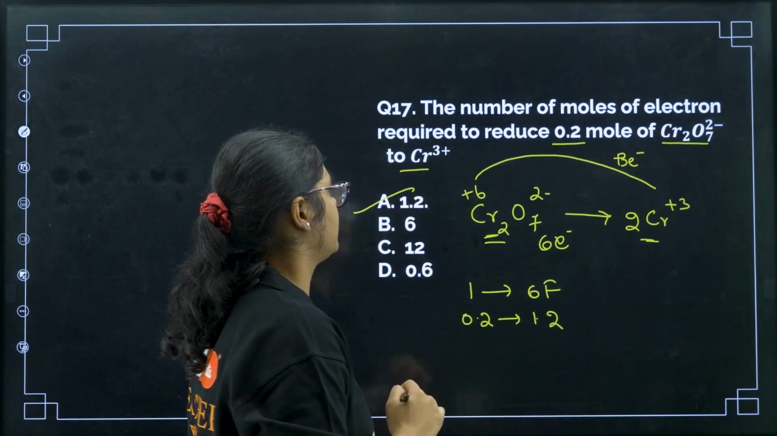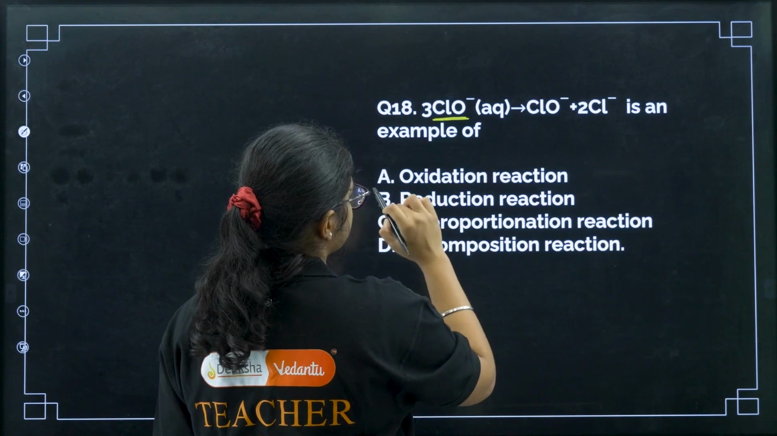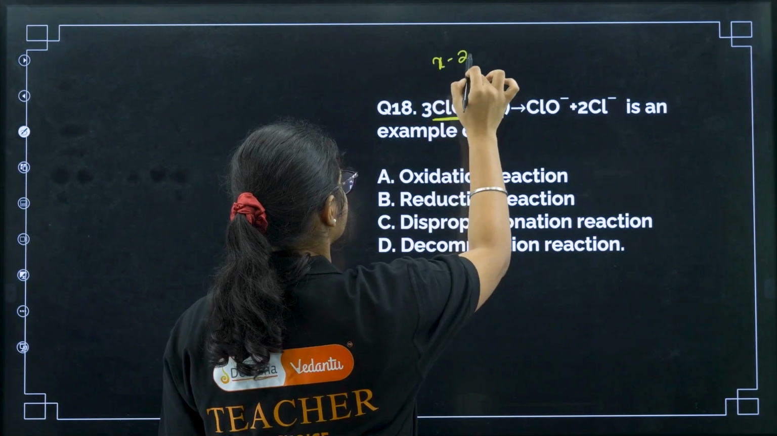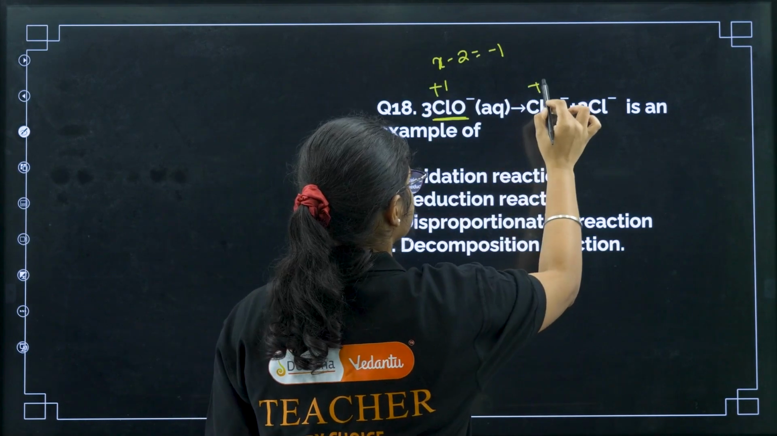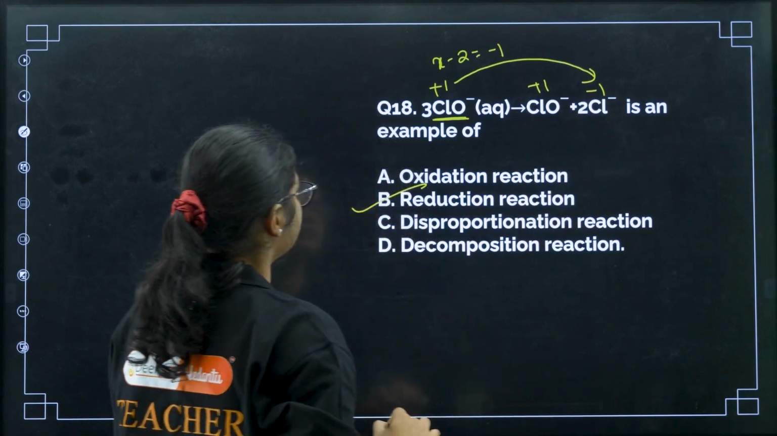Option number A. Next, if you see the oxidation state of chlorine here, this is X, this is minus 2, this is minus 1. So this one comes out to be plus 1, right? This is also plus 1, this is minus 1. So plus 1 to minus 1 is reduction, option number B.